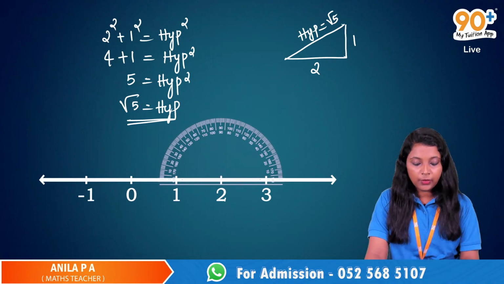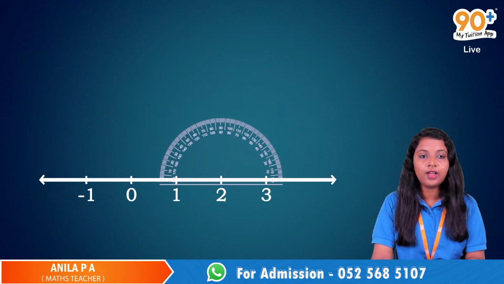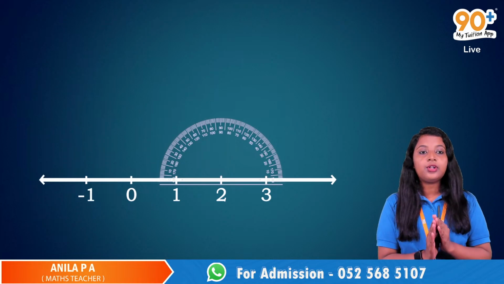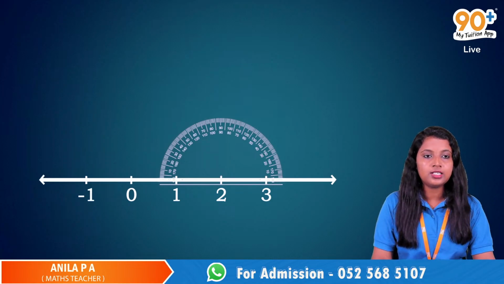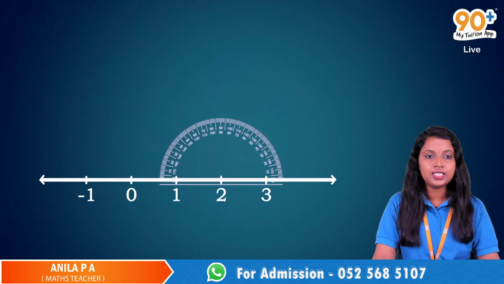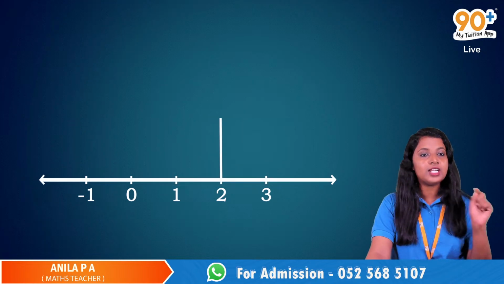So instead of placing this protractor at point 1, we have to place it here at 2, or we have to draw a perpendicular line at 2. Just place that and mark 90 degrees, and you have to draw a perpendicular line there, but we just need 1 centimeter.